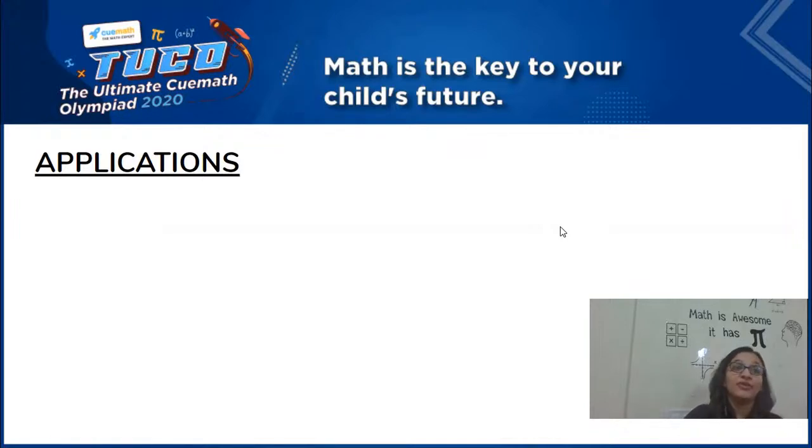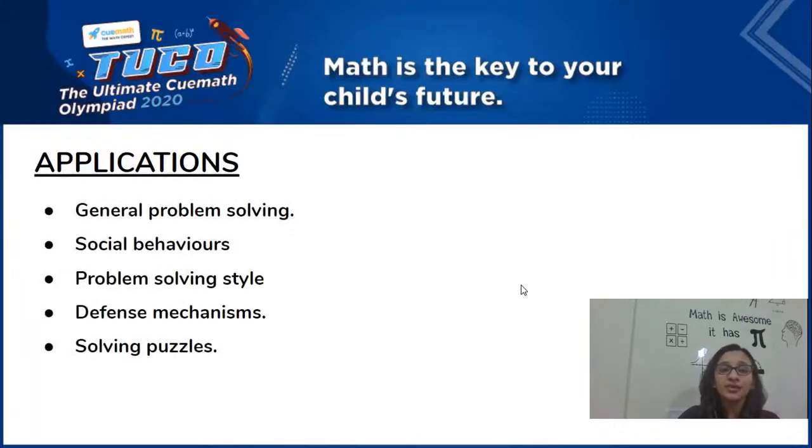So these are some very real life examples and applications which we see of embedded figures, wherein animals or soldiers hide themselves to protect themselves. Now let's see some more applications. General problem solving, exactly what I said. In buildings, in architecture, in patterns, you'll be able to see social behaviors, problem solving style, defense mechanism. Just as I told you, what insects and animals do, what soldiers do, they camouflage themselves to protect themselves.